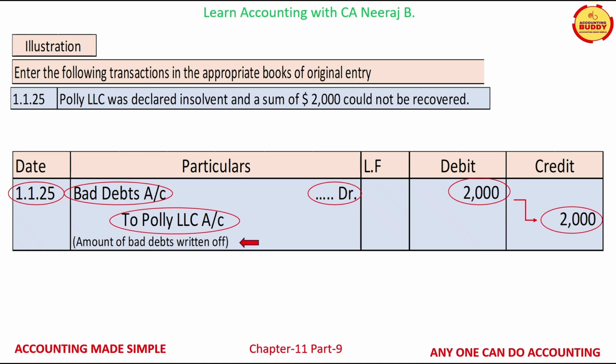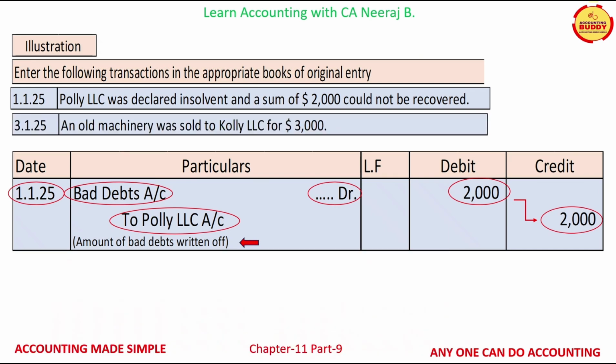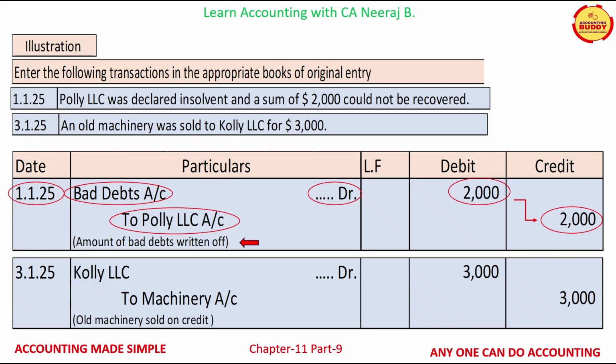Next transaction on your screen is on 3rd of January 25, business sold an old machinery to Kuli LLC for $3,000. The transaction will be recorded on 3rd of January 25. The two accounts affected by this transaction are Kuli LLC account and machinery account. Kuli LLC account will be debited and the machinery account will be credited. The transaction will be passed for $3,000 by writing a proper narration.